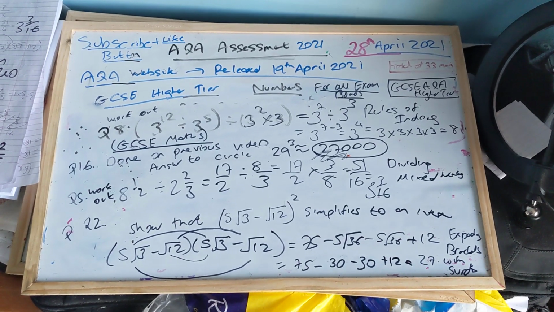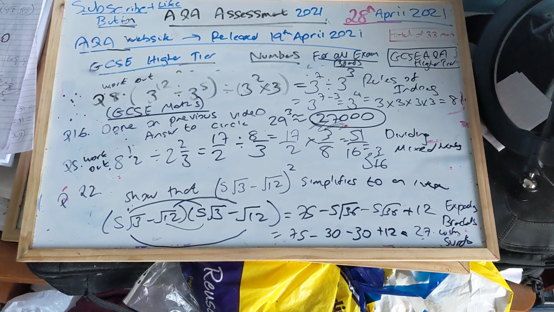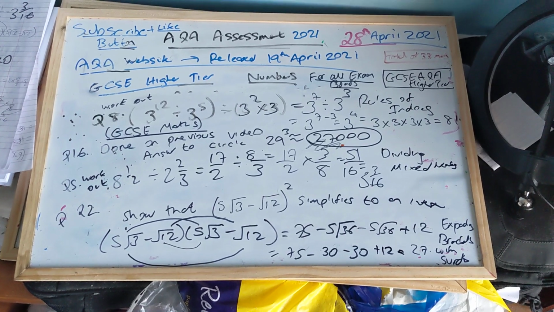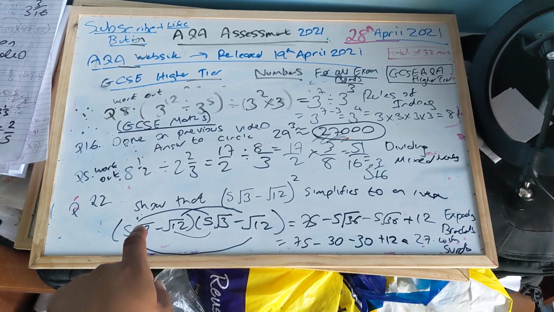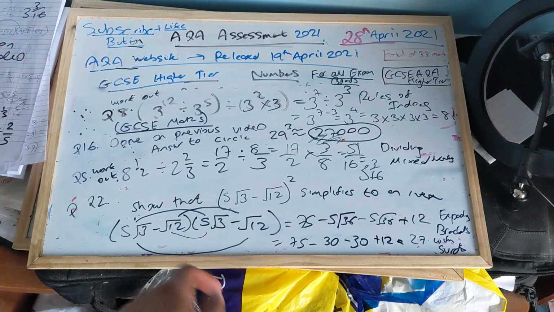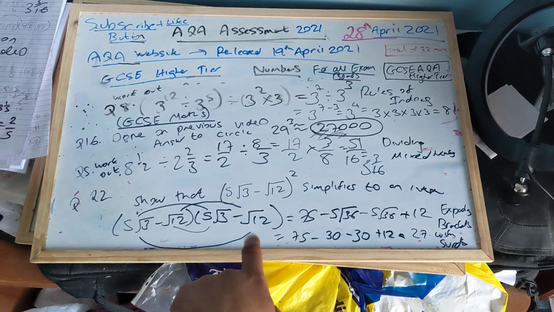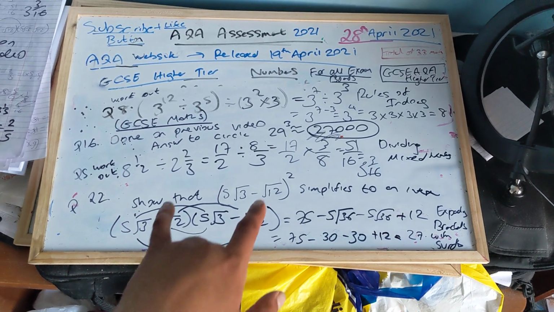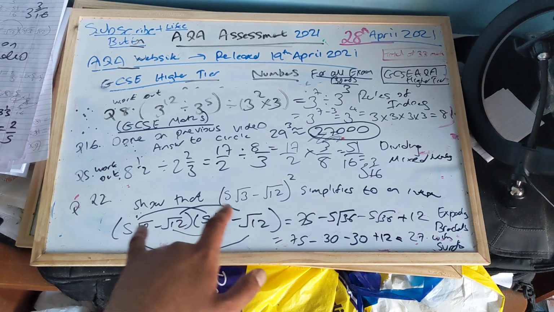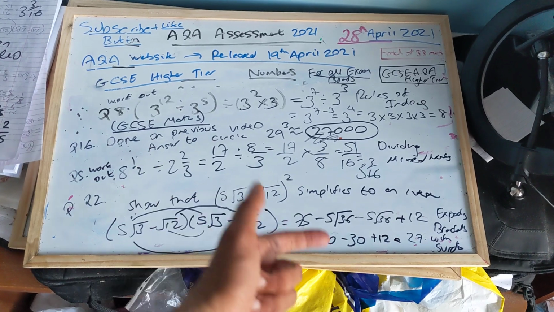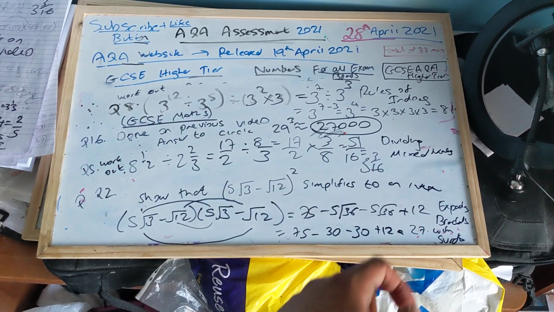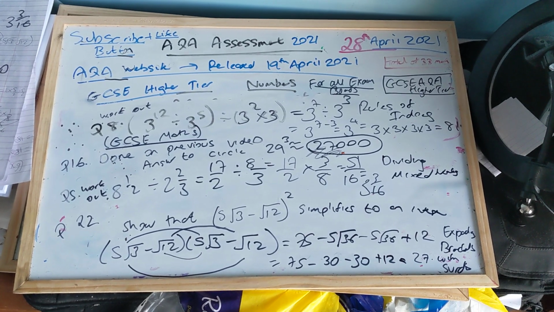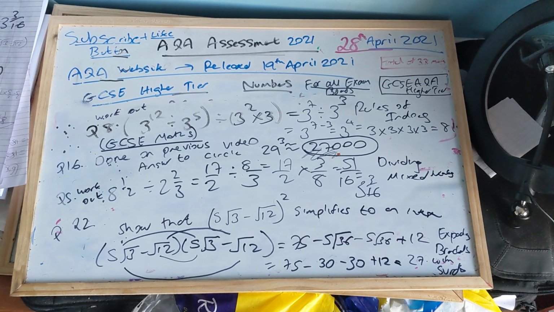Okay, so that was multiplying brackets with surds. Make sure that you're happy with your rules of surds, guys. Remember that root 3 times root 3 gives us 3, and then root 12 times root 12 gives us 12. And then obviously just being careful with our signs, that a positive times a negative gives us a negative, and a negative times a negative gives us a positive, and vice versa. Okay, so I hope that made sense, guys.